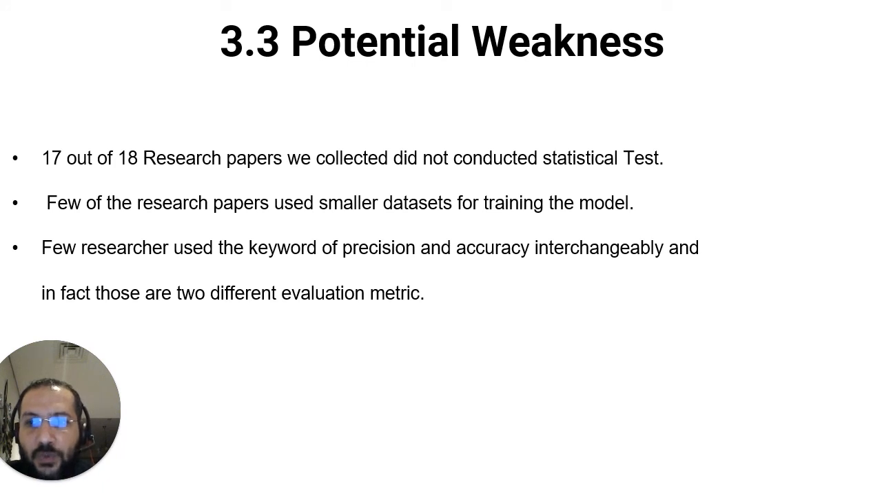The last one is that a few researchers use the keywords precision and accuracy interchangeably, and in fact those are 2 different evaluation metrics. That's what we figured out from how it was described in the papers. Just a quick example: if we want to determine whether a person has cancer or not, we use accuracy on that aspect. But if we want to detect email spam, in this example, we may use precision, and we can measure based on it.